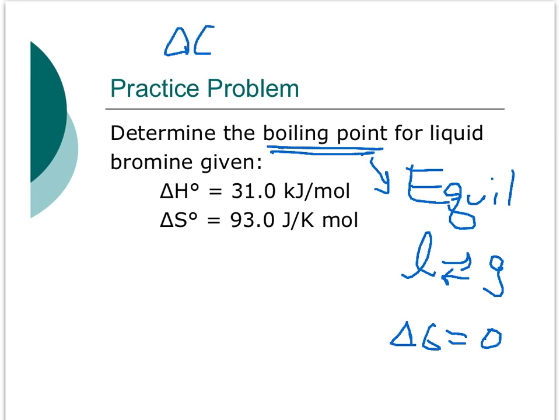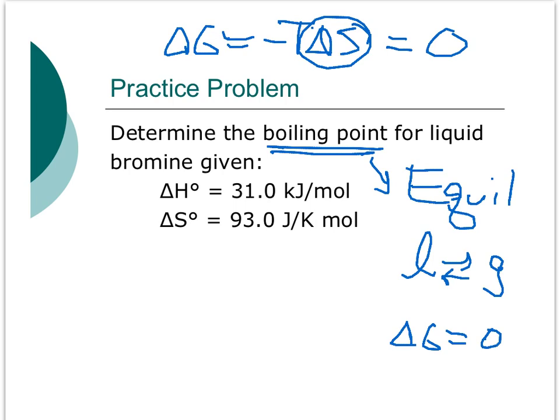And remember that delta G is equal to negative T times delta S. So there's no entropy change when we are at equilibrium. So we can use this fact to solve for the equilibrium temperature, or in this case the boiling point temperature.